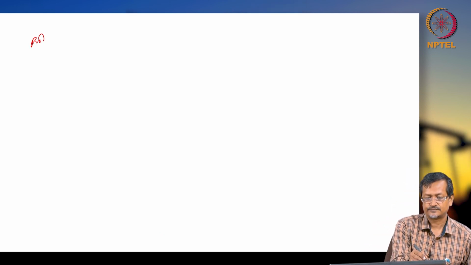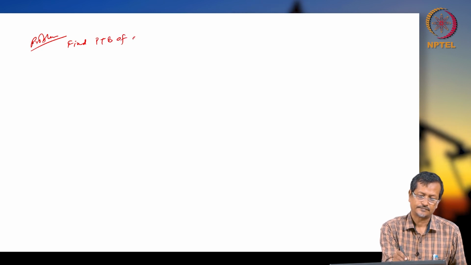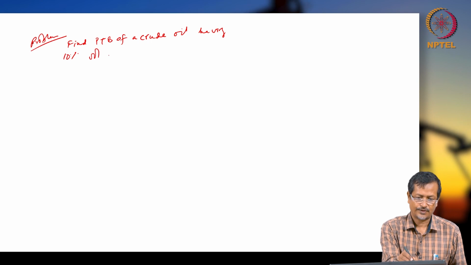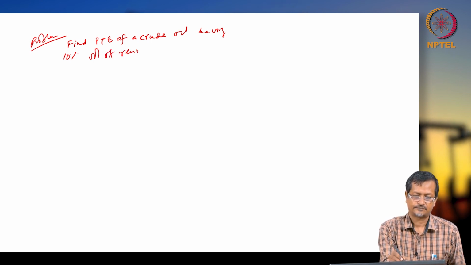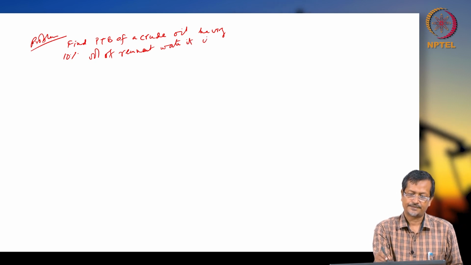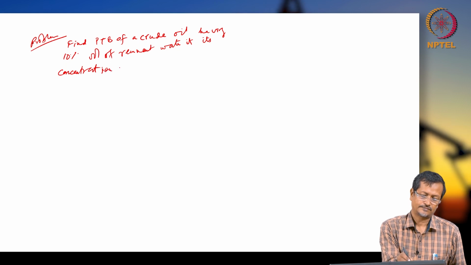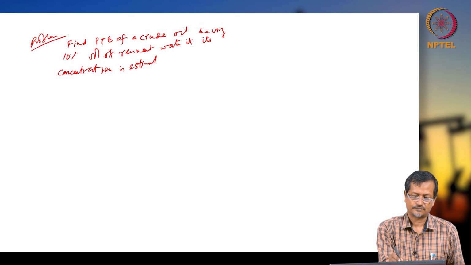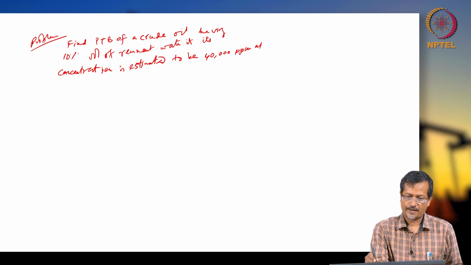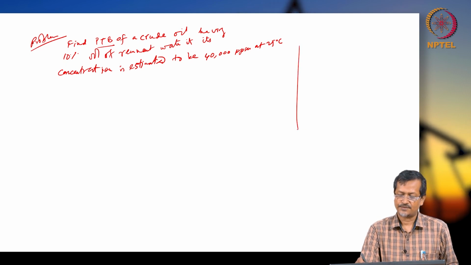Okay, one problem is here. Find the PTB of a crude oil having 10% volume of remnant water, if its salt concentration is estimated to be 40,000 ppm at 25 °C. To find this PTB, there are some charts and some formulas also. So we can use a chart.